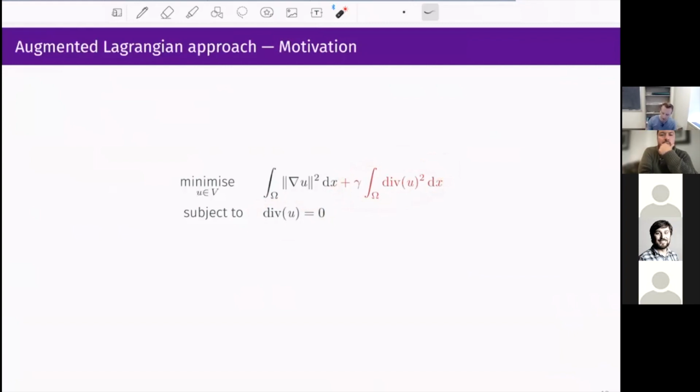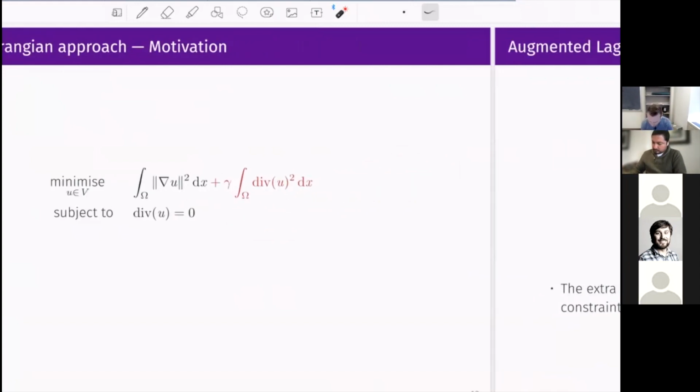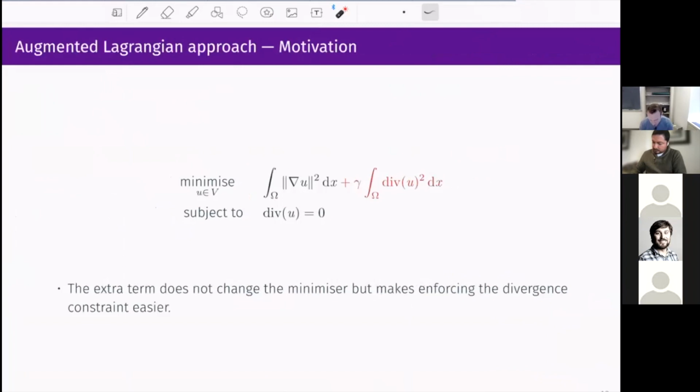But by introducing this term, we include this constraint weakly in the objective itself, right? So this is a very natural way of dealing with an equality constraint. You add a penalty to the objective that you're minimizing. So adding this extra term doesn't change the minimizer, but makes enforcing the divergence constraint easier.